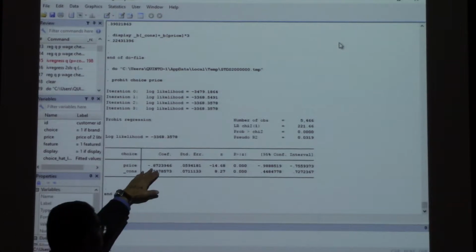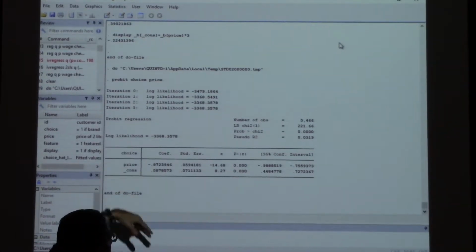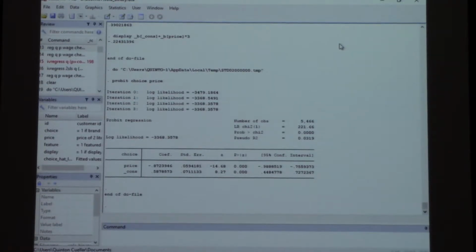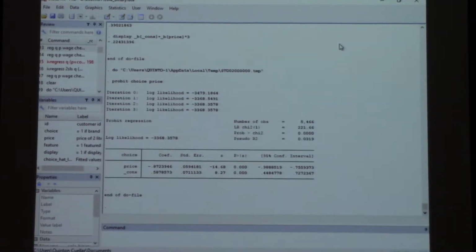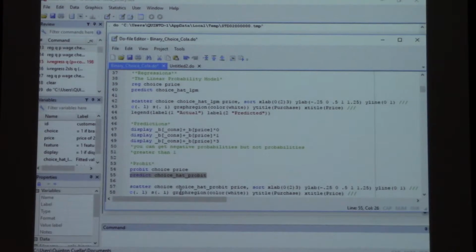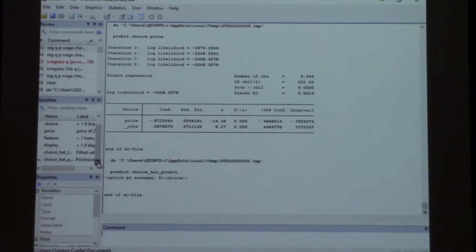Basically, it's negative. The law of demand holds. As price increases, the probability decreases. It's significant, which is good. Price is important. Price should almost always be important. We're going to use the same predict to get probability. And again, that's just going to save, what do we call it? Trace hat.